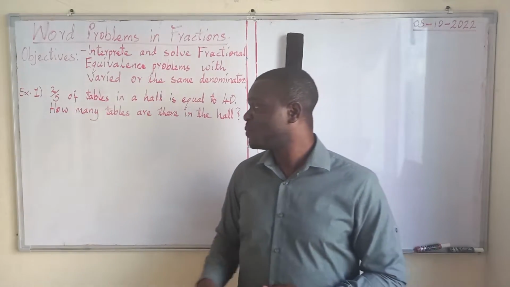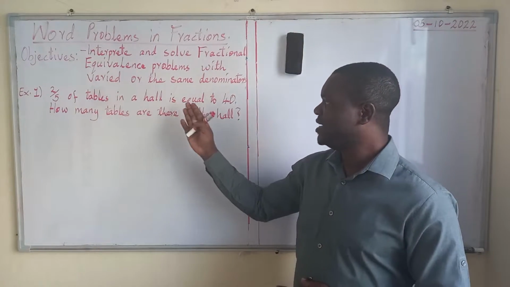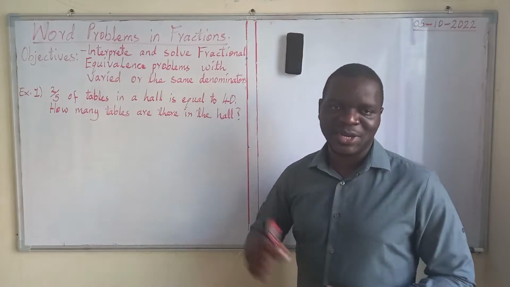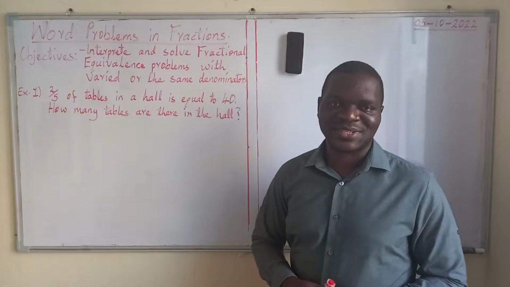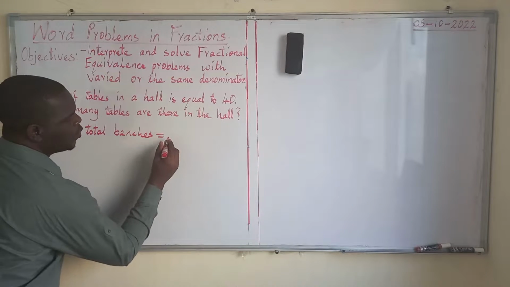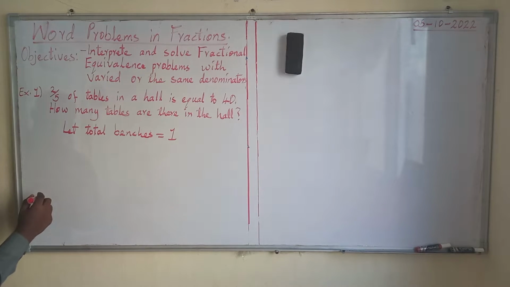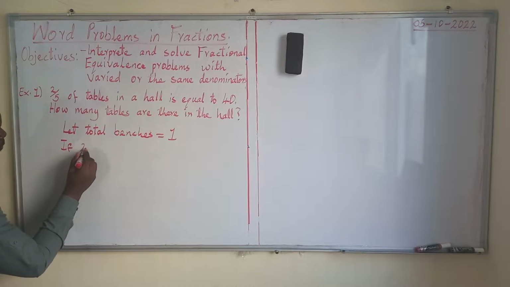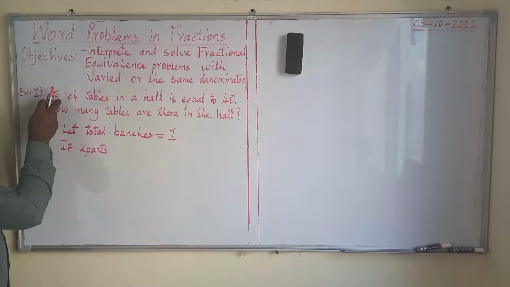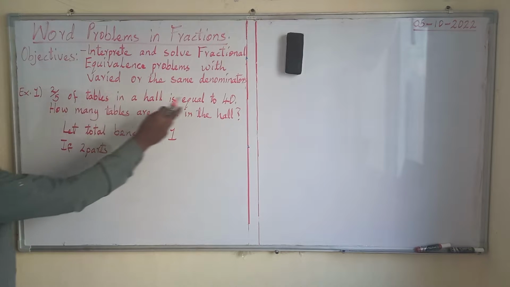It says 2/5 of tables in a hall is equal to 40. How many tables are there in the hall? What do you do as far as this is concerned? Let total benches equal 1, which is a whole. With our knowledge in fractions, we understand that the number of tables is divided into 5 groups, and 2 parts out of the 5 is equal to 40.